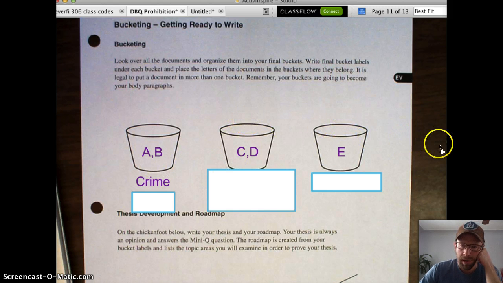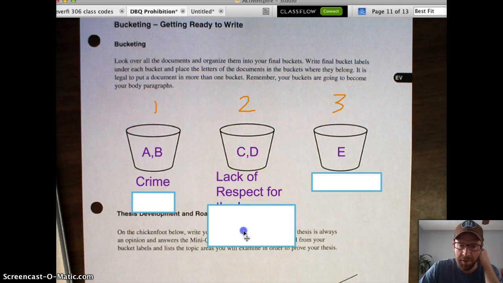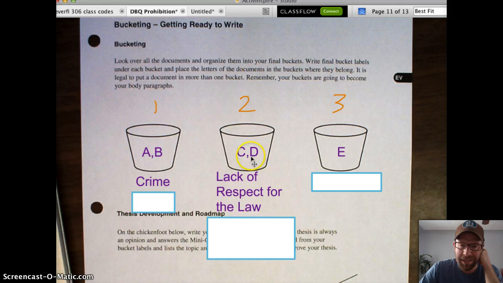Bucket 2, let's go ahead and write these up there. This is bucket 1, 2, 3. If this were a paper, that'd be paragraph 1, paragraph 2, paragraph 3. Paragraph 2, or slide, this is a slide here, is lack of respect for the law. Documents C and D show that. If we aren't respecting the law, then what happens to the other laws in our society? Do they break down? Will people follow those if the prohibition law is a joke? So talk about that in that slide.